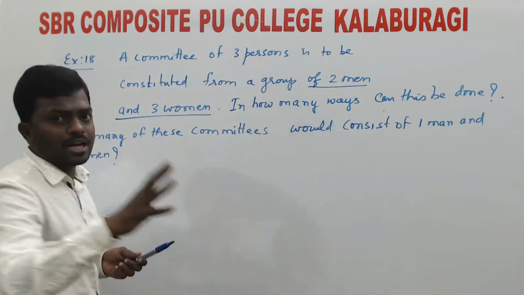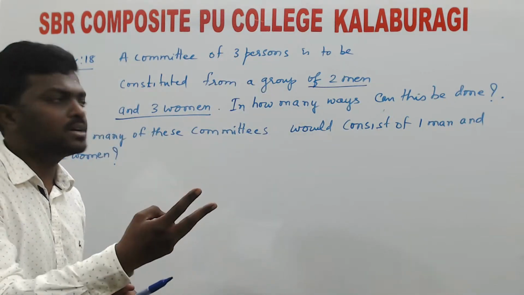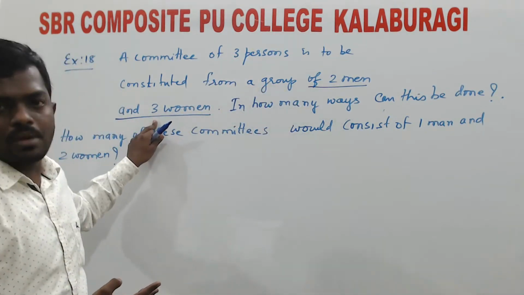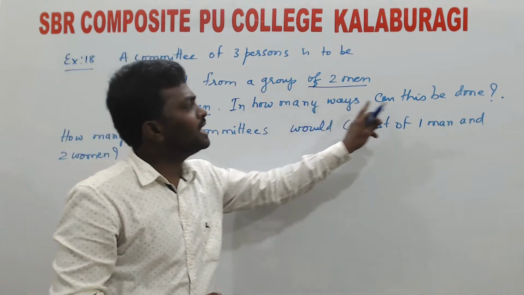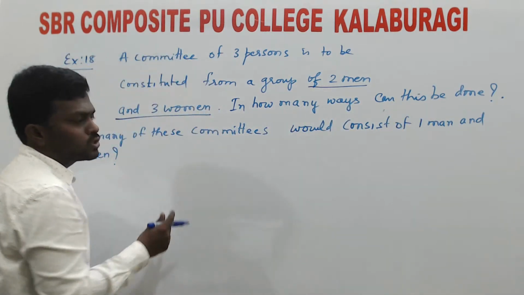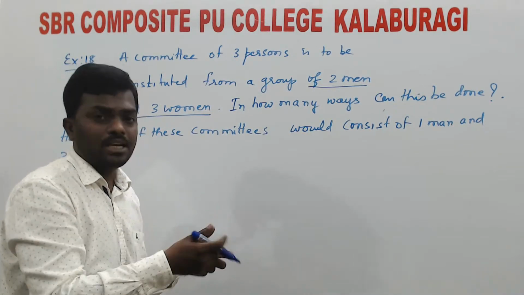You need to form a 3 persons committee. That committee should have 3 persons from a group of 2 men and 3 women. In how many ways can this be done? So you are forming a group, just forming a committee.